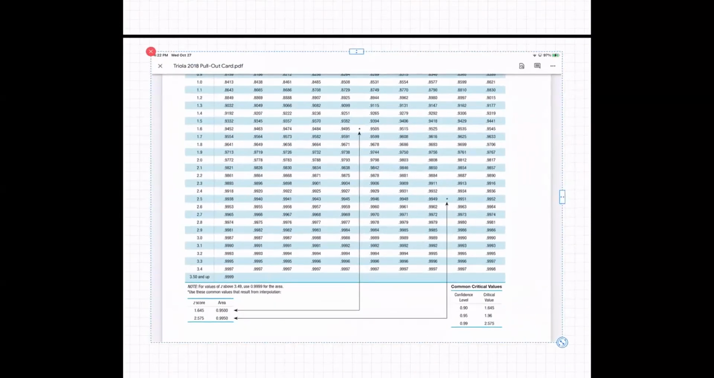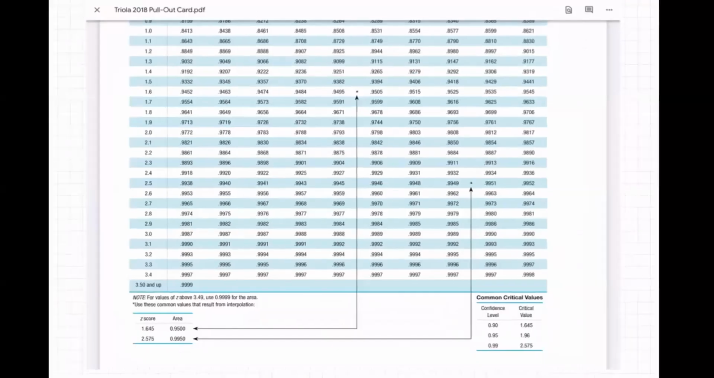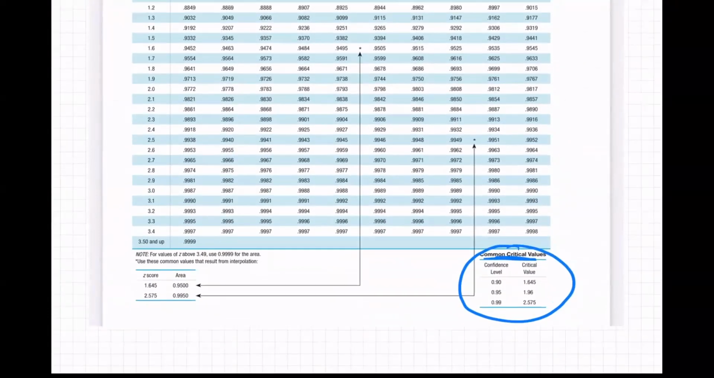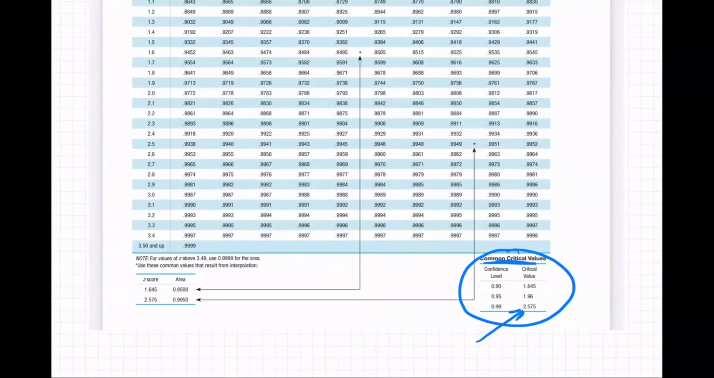So this is the Z chart. Okay. So this is the Z chart, right? You guys have this Z chart. And right down here, is this where you usually get them? This is the easiest place, I think. Common critical values. We're doing on ours a 99%, right? So right there, there's your Z value. These are your Z's over here that go with these confidence levels.